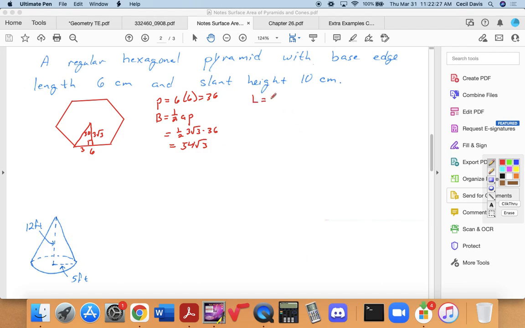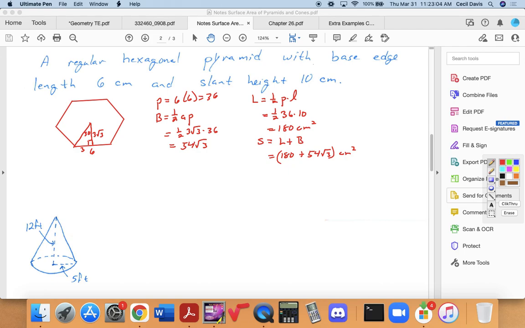So now the lateral area is 1/2 base times height. It's the perimeter of the base, and the height of the triangle is called the slant height. So that's 1/2 of 36 times 10 is 180 square centimeters. And the surface area, so lateral area plus, we just have one base. So it's 180 plus 54 square roots of 3. We'll put that all in parentheses, square centimeters.